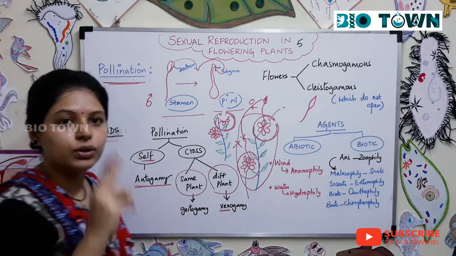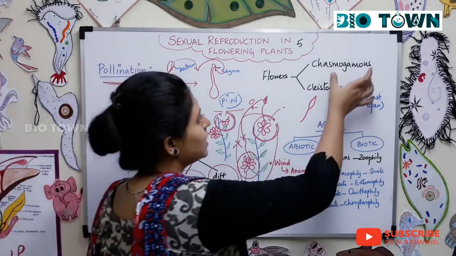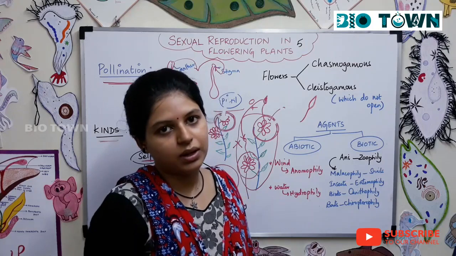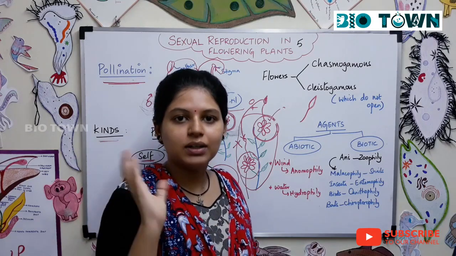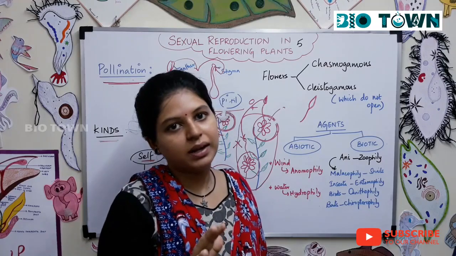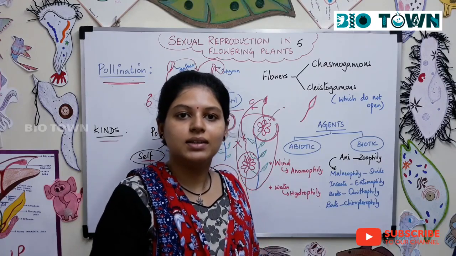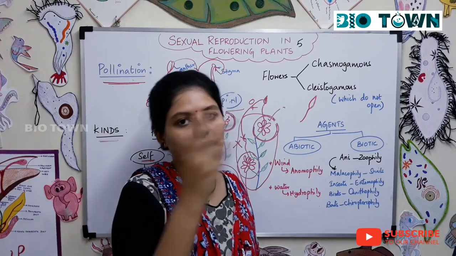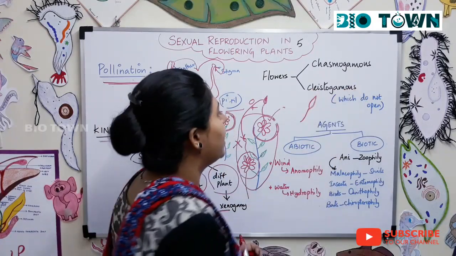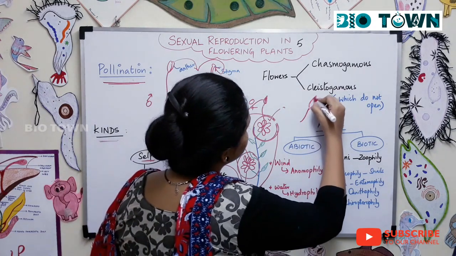So next we'll move on to two different types of flowers. One is the chasmogamous flower and the other is the cleistogamous flower. So a chasmogamous flower is a normal flower which has both male and female reproductive parts, where there is a transfer of pollen from the male part to the female part. But in the case of a cleistogamous flower, imagine this is a bud.